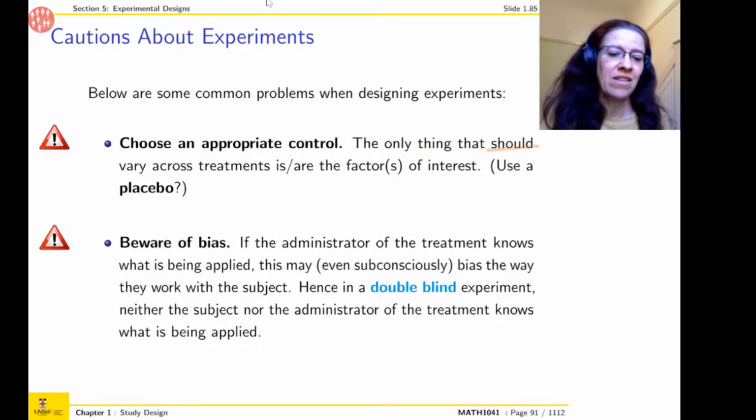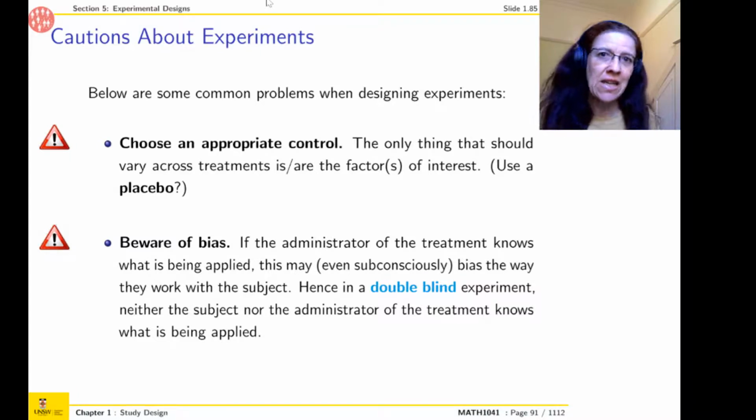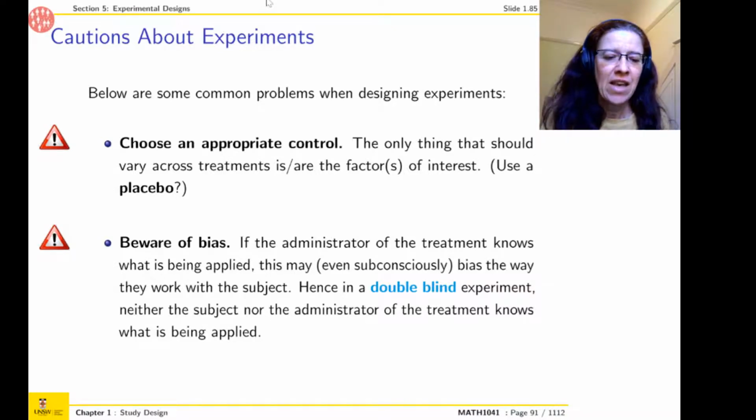The only thing that should vary across treatment is the factor of interest. And you will need to use a placebo to compare what would have happened in the absence of any medicine, for example. So you have something to compare to. And beware of bias. If the person who administered the treatment knows what's being applied, it may even subconsciously bias the way they work with the subject.